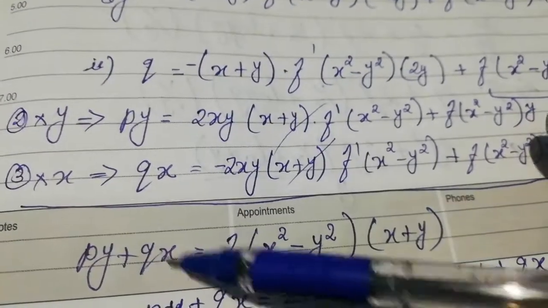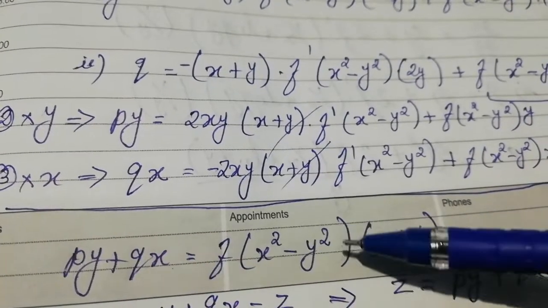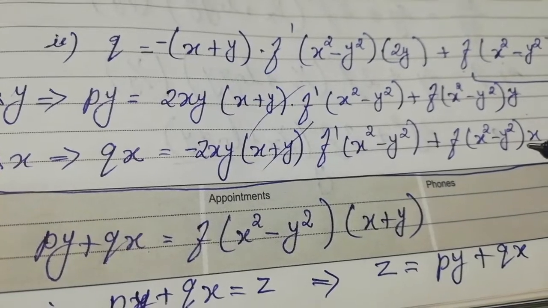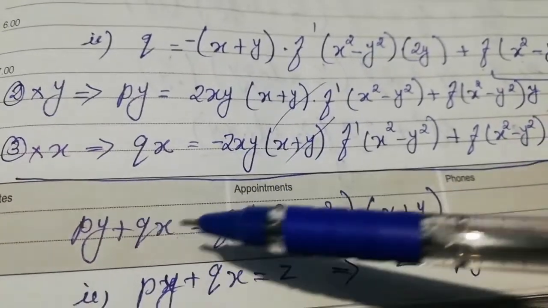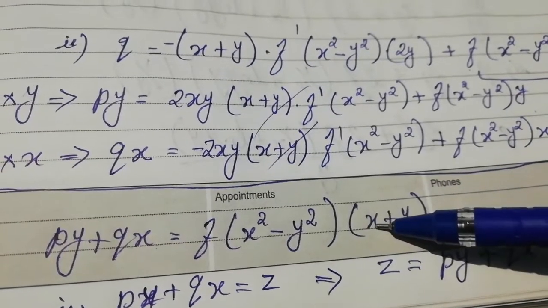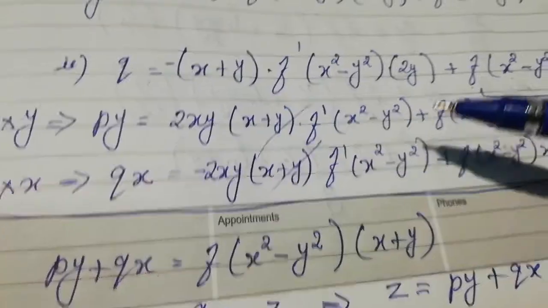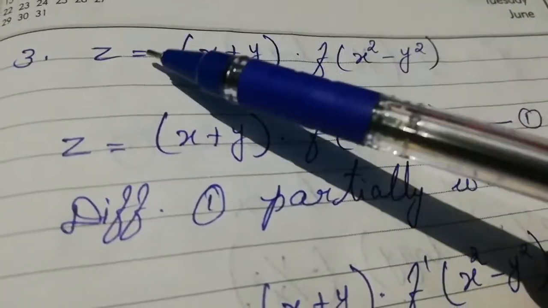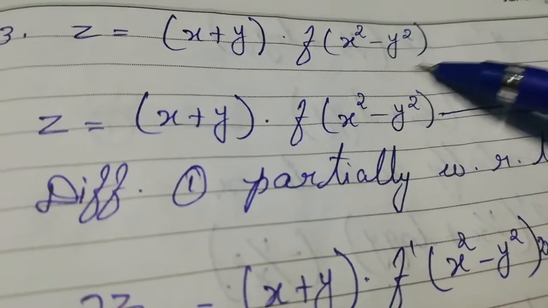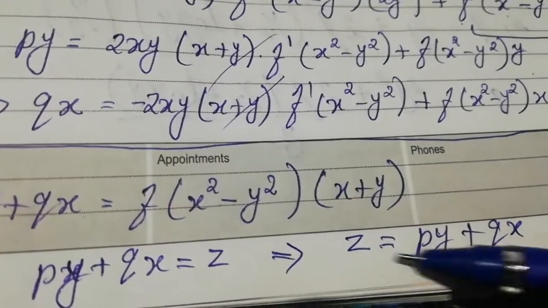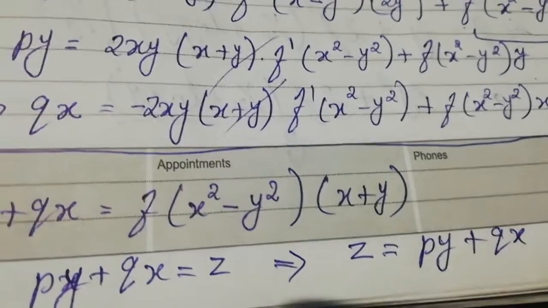What's remaining here? Py plus qx is equal to f of (x square minus y square) into (x plus y). Okay. So py plus qx is equal to f of (x square minus y square) into (x plus y). What is that? That is z. Okay. So here see, what's the question? (x plus y) into f of (x square minus y square) is equal to z. Therefore, instead of f of (x square minus y square) into (x plus y), we put z. So py plus qx is equal to z. That is z is equal to py plus qx.